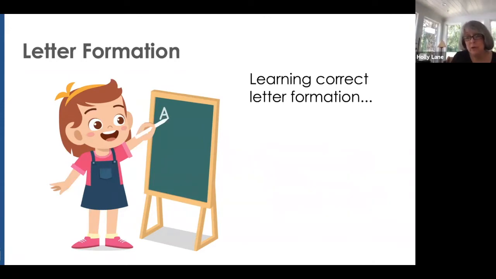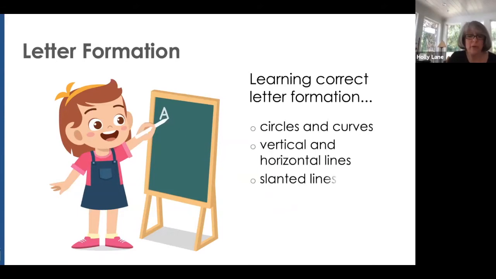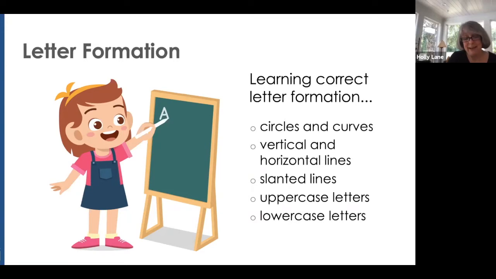So in learning correct letter formation, we're talking about learning things like circles and curves, vertical and horizontal lines. Slanted lines tend to be the hardest ones for kids. And also learning both uppercase and lowercase letters. Uppercase letters, although they're less commonly used in written expression, they are usually easier for kids to learn because they're more different from one another. And uppercase letters also support the development of knowledge of lowercase letters, because many of the lowercase letters are just smaller versions of the uppercase. And so you just have a few new forms to learn once you've learned the uppercase.